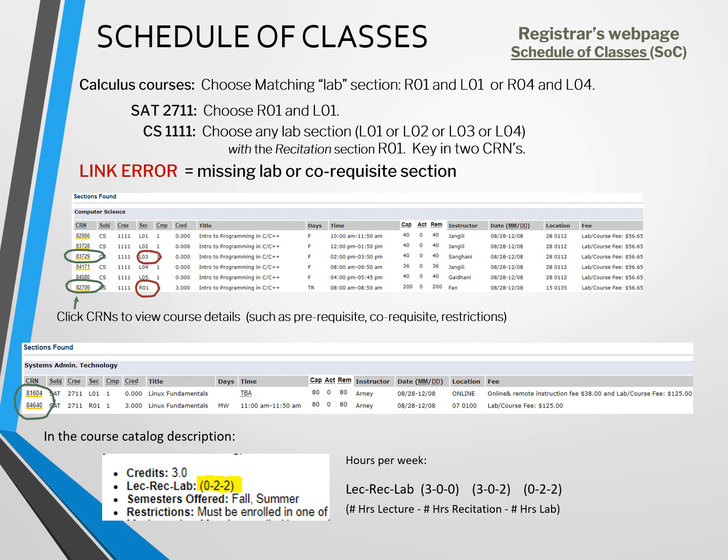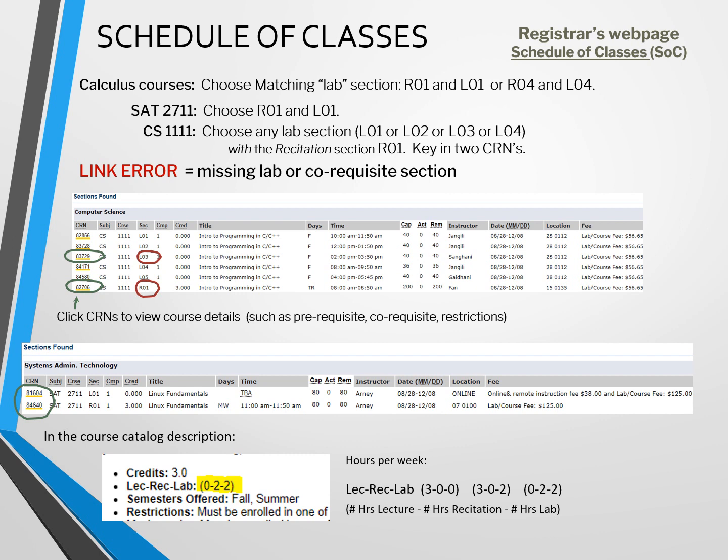If you are scheduling a calculus course, you'll need to choose a lecture and its matching lab section, such as L04 with R04 or L01 with R01. Schedule 2 CRNs or you'll get a registration error. Notice there is only one lab section for SAT 2711, and that is online. The lecture is in person in Fisher 135. To register in CS 1111, choose any lab section with the lecture section R01 to avoid a registration link error.